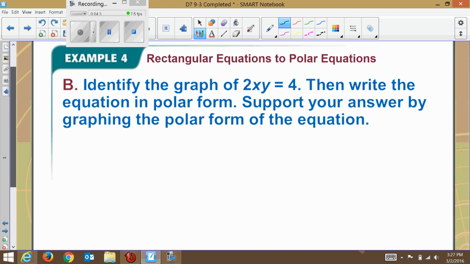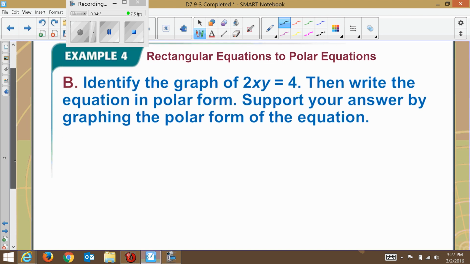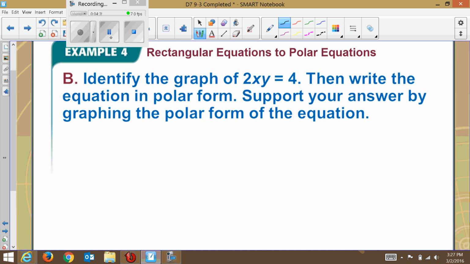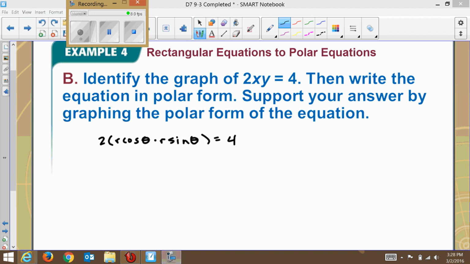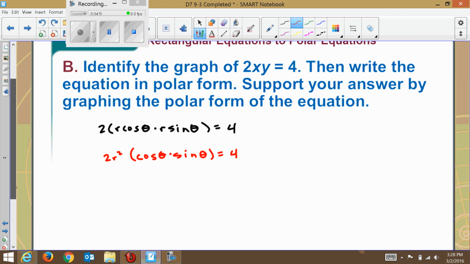Here's another. This time you try to work it out, and then I'll pick back up with you. First step you're going to do is substitute in for the x and y with r cos and r sine. So you can go ahead and do that and see where you get from there. And now I want to pull out, they both share an r, so I'd have 2r squared times cosine theta times sine theta. Now here's where this one gets tricky.